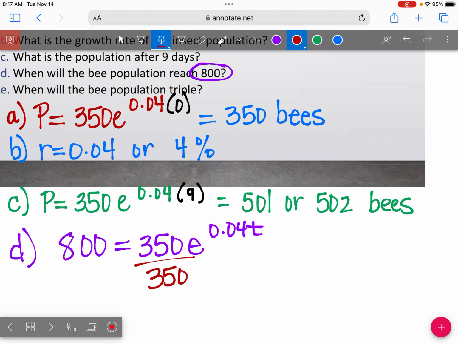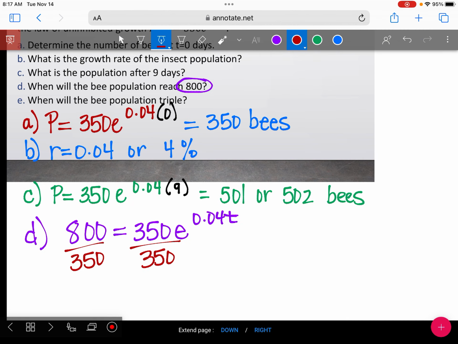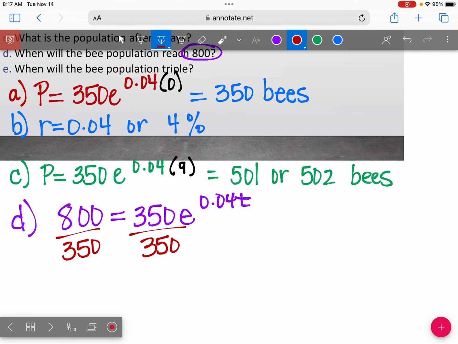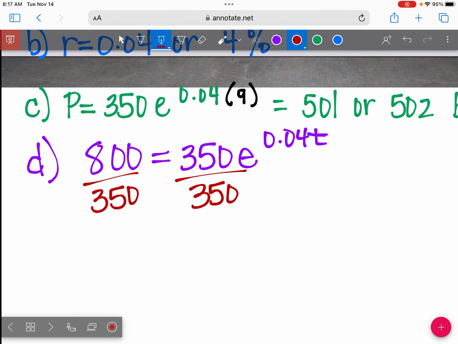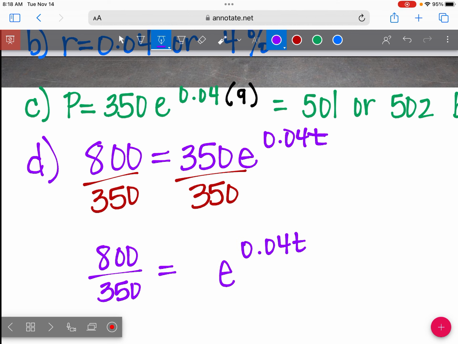Now 800 divided by 350 is a decimal, and I don't want to lose the integrity of my answer. So I'm not going to change that to a decimal. I'm just going to leave that as a fraction. You can also reduce it, but to keep it simple, I'm just going to leave it as 800 over 350. And then that would be e to the power 0.04t.